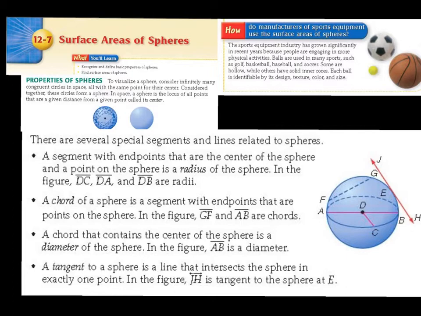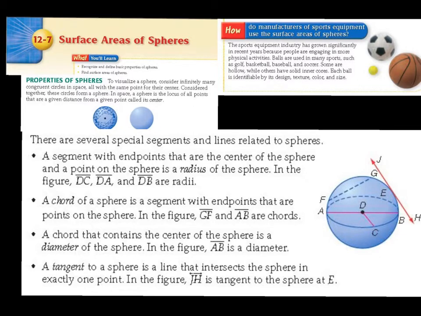A segment with endpoints that are the center of the sphere and a point on the sphere is called a radius of the sphere. In the figure, DC, DA, and DB are radii. A chord of the sphere is a segment with endpoints that are points on the sphere. In the figure, GF and AB are chords. A chord that contains the center of the sphere is a diameter of the sphere. In the figure, AB is a diameter.